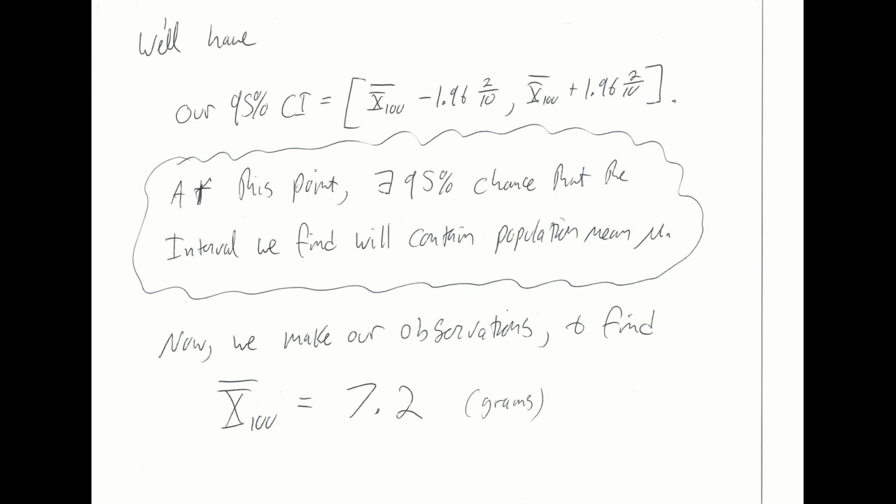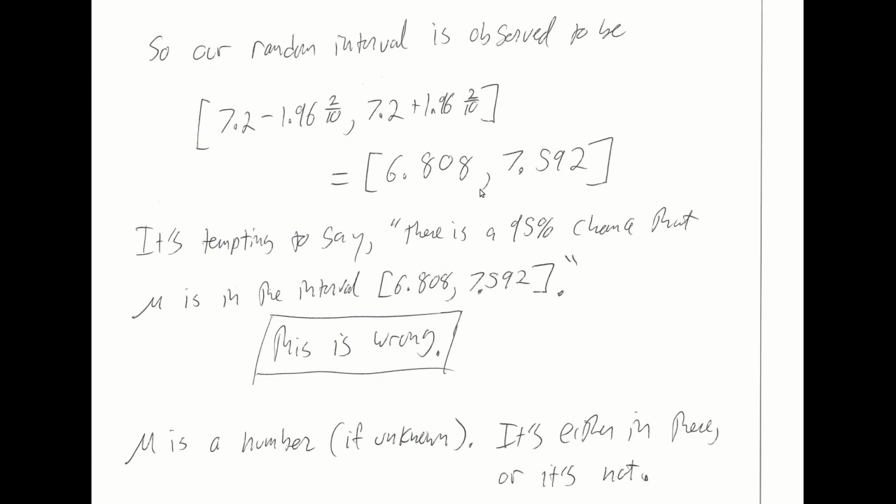That is legal. But once I have attached numerical values to my endpoints, once I've actually made my observations, and this random quantity has a fixed value at this point, there are no more probabilities involved. I cannot say there's a 95% chance that mu is in this interval, because it either is or is not. Mu is some number. If it turns out to be 6.5, it's not in there. If it turns out to be 7.14, then it's definitely in there. But there's no probabilities involved in that.